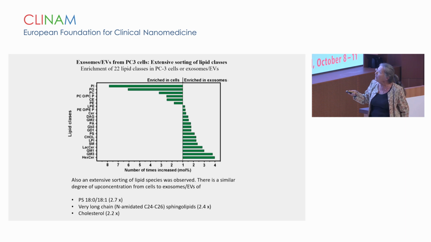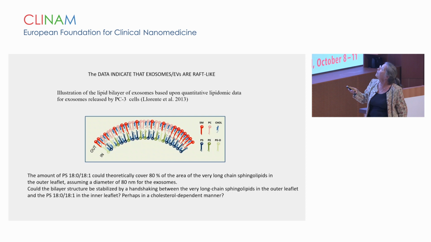There's a similar degree of up concentration from cells to exosomes of phosphatidylserine, 18:1/18:1, very long chain sphingolipids, and cholesterol. So it's tempting to speculate that these are sorted together into exosomes, making them tough and raft-like. So the data indicate that exosomes are raft-like, and this shows an illustration of a lipid bilayer of exosomes.